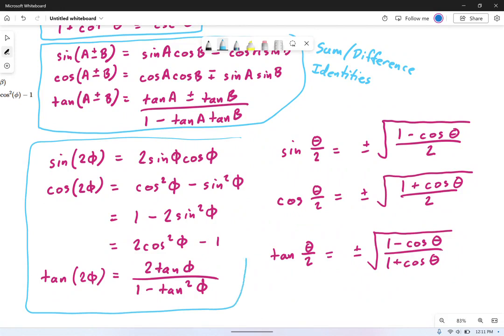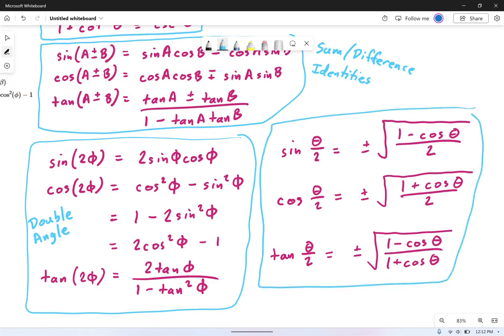And then moving on, the last major identities that we cover in my class anyway are the double angle identities. Okay, and these ones don't necessarily need to be memorized. You can derive them or reinvent them from the sum difference identities. And likewise with the half angle identities.